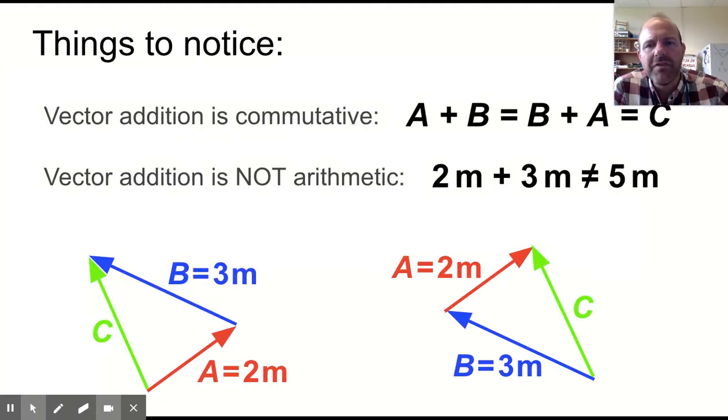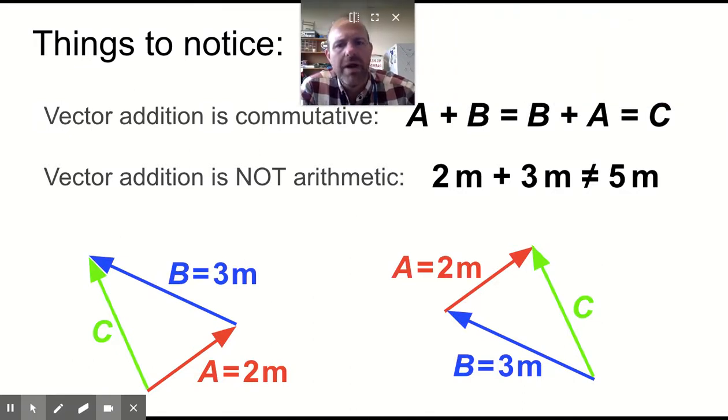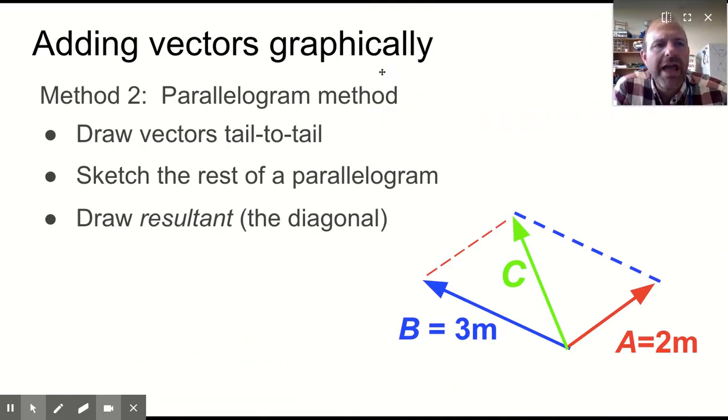A couple of important things. Vector addition is commutative, meaning you can go A to B or B to A, but the magnitudes do not sum up. The magnitudes do not sum. Right? That's an important distinction. If we add vectors graphically, we can also use a parallelogram, and the resultant is the diagonal. This is another method.